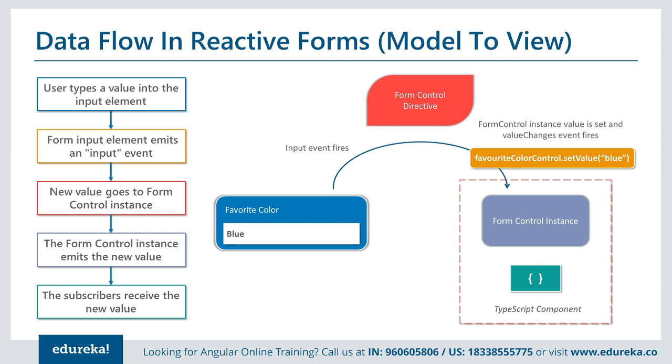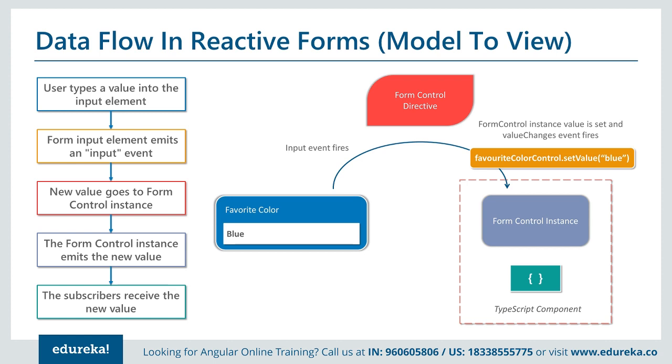Favorite color is the input field they are using, and blue is the value which they entered. Whenever the user inputs, it fires an input event. Form control directives: favoriteColorControl.setValue, it sets the value. When it sets the value, the form control instance will set the value. Who will update the form control instance value to the TypeScript? Because it is a subscribed value. That is how they are explaining it.